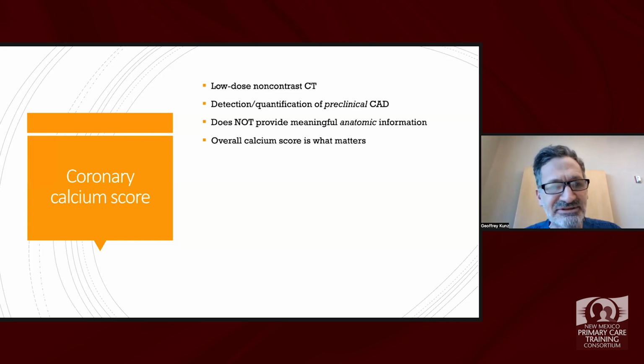All right, so coronary calcium scores. Before we move on, this is a little bit shifting gears. Any other questions from the audience there?